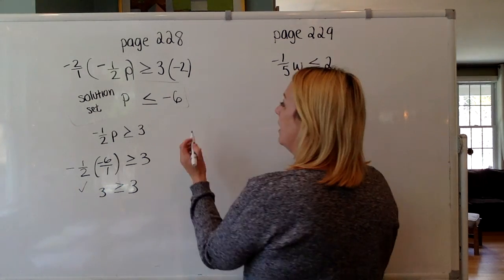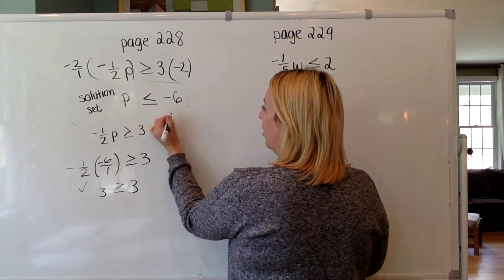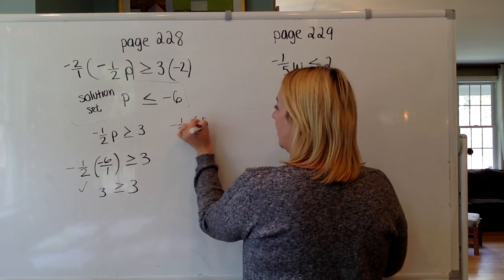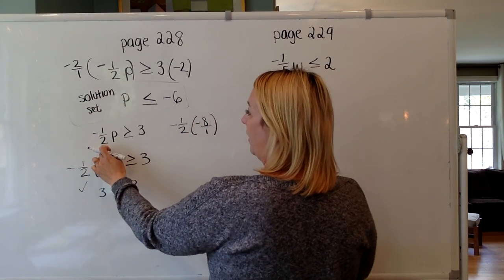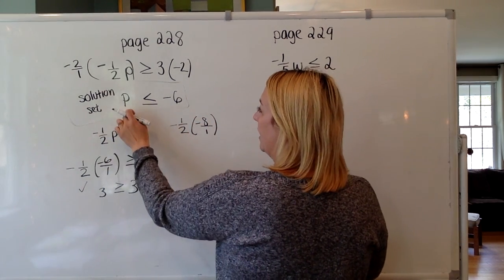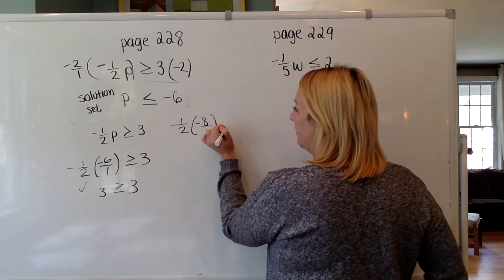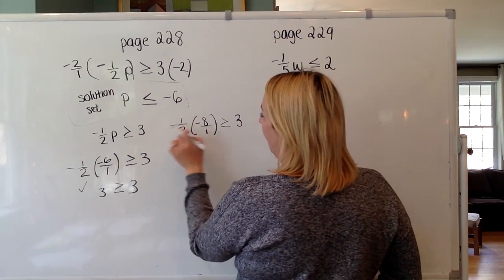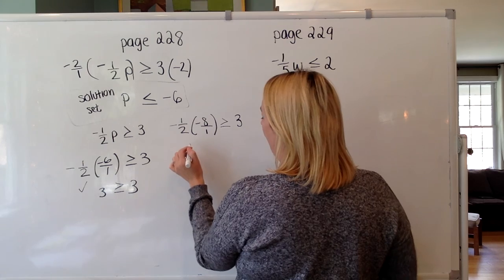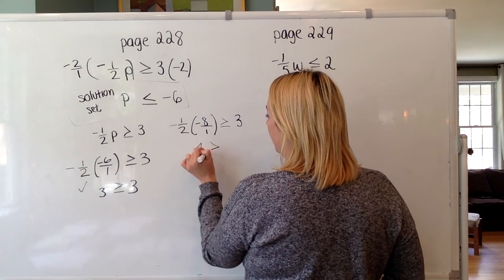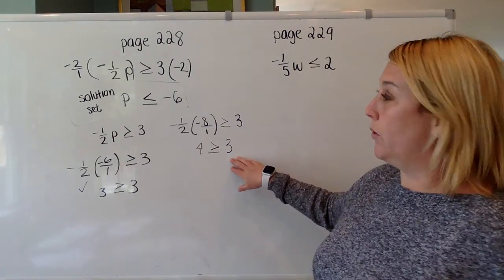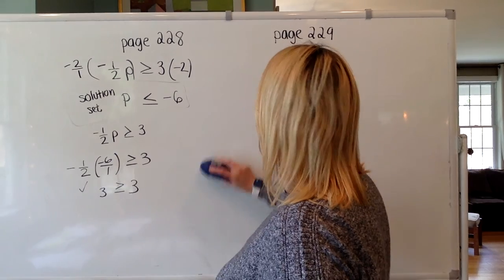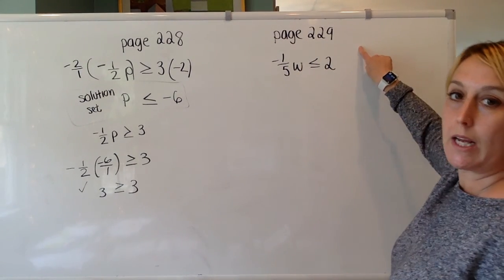Let's just say, all right, p has to be less than or equal to negative 6. So let's try negative 8, right? So 1/2 times negative 8, right? Because I'm not negative 1/2. I'm substituting negative 8 for p because negative 8 is less than negative 6. And then I go back to how my inequality was originally facing, 3. So negative times a negative is a positive. 8 times 1/2, well, it's 4. So 4 is greater than 3. So I know that I've done this one correctly, okay?